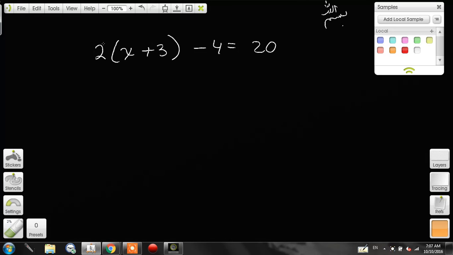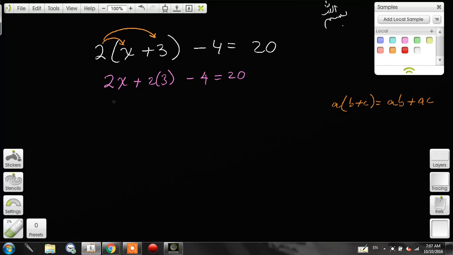Parentheses first, right? So here we distribute the 2 using the distributive property, which if you recall is this: a times the quantity (b plus c) equals ab plus ac. That's the distributive property. So we distribute the 2. This becomes 2 times x plus 2 times 3 minus 4 equals 20. Well, this is 2x plus 6 minus 4 equals 20.